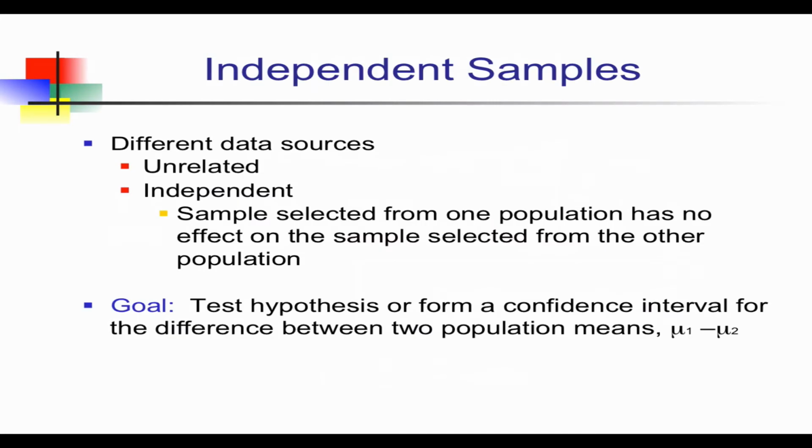So the next thing, which is the main topic today, is what if the two populations are completely unrelated and they are independent. A sample selected from one population has absolutely no effect on the samples selected from the other population. And the goal is I want to perform a hypothesis test on whether there's any difference between the two population means.